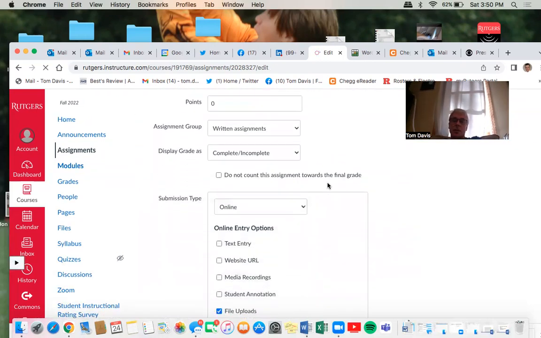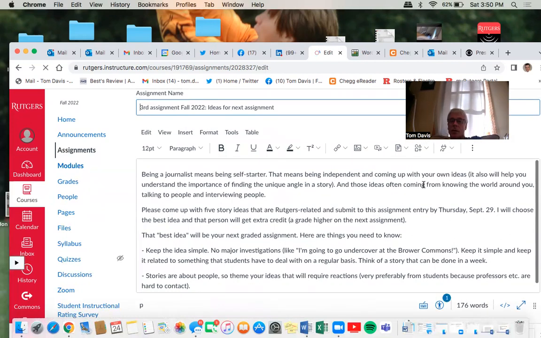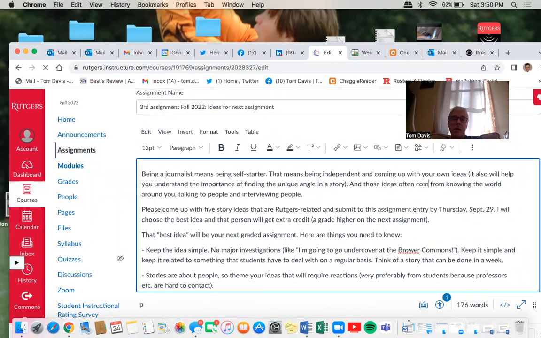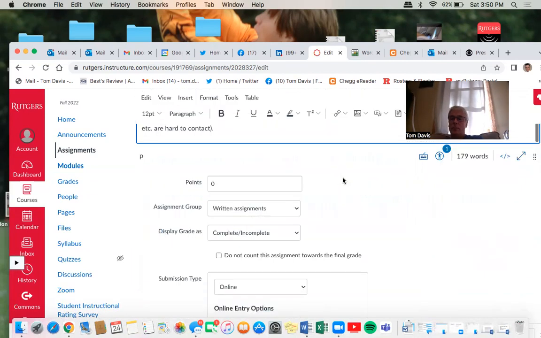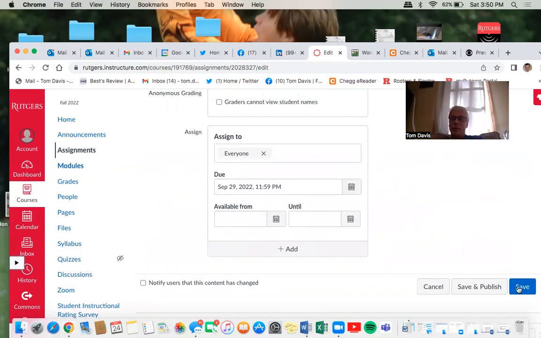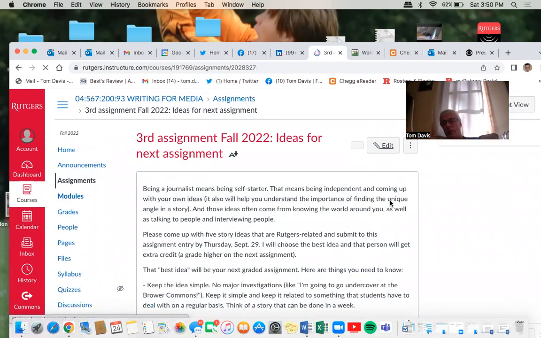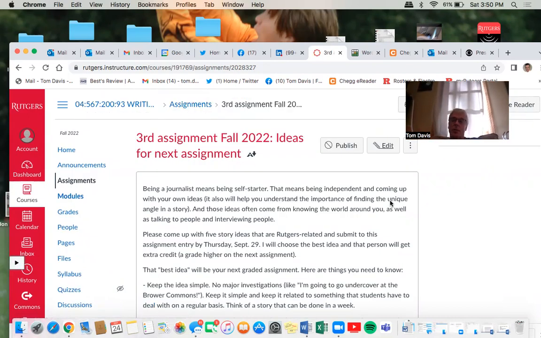Anyway, those ideas often come from knowing the world around you, as well as talking to people and interviewing people. So basically, having some sort of institutional knowledge of what's going on around you. A lot of times editors will require a reporter to actually live within the beat that he or she covers.